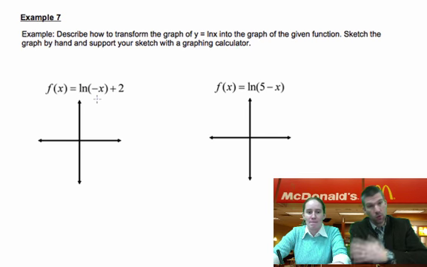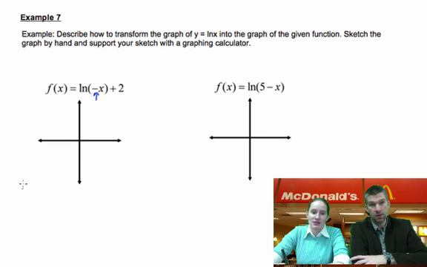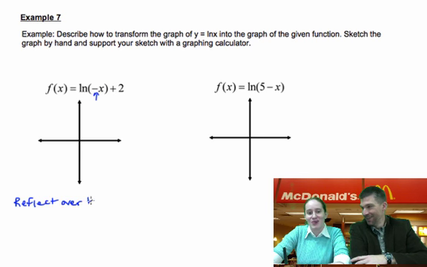So let's describe. We're going to reflect over the x-axis. No, the y-axis. The q-axis, no. The r-axis. Stop guessing.